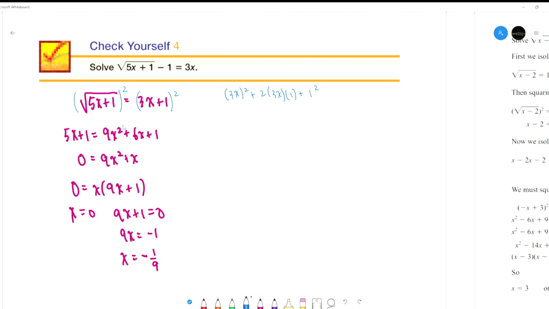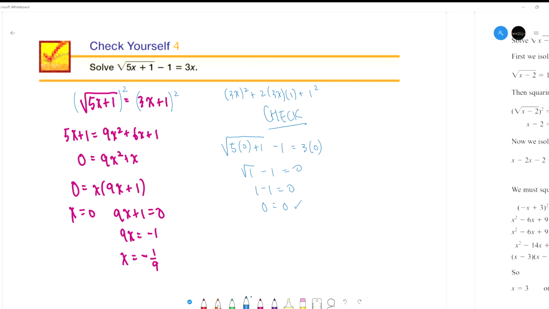Because now that you see the steps, you're going to have to work on these individual steps here. Okay. Let's check the solutions, right? Must check. Otherwise, we won't know what our actual solutions are. So I have 5 times 0 plus 1 under the radical minus 1 is equal to 3 times 0. So this is 0 plus 1 is 1, right? Radical 1 minus 1 equals 0. 1 minus 1 equals 0. 0 equals 0. So that one works.